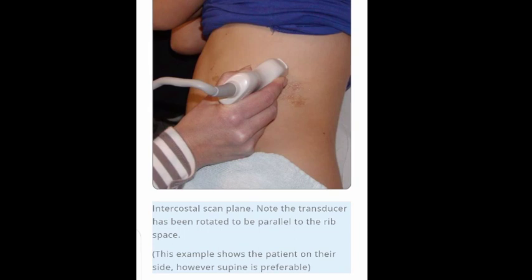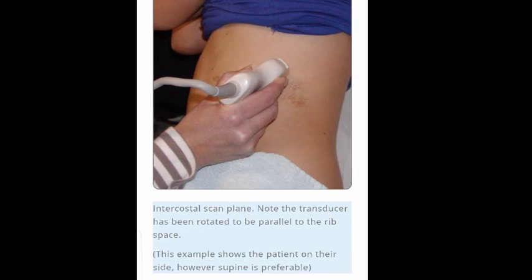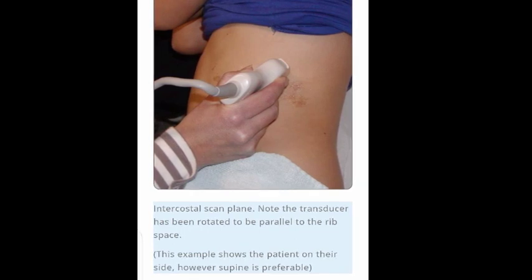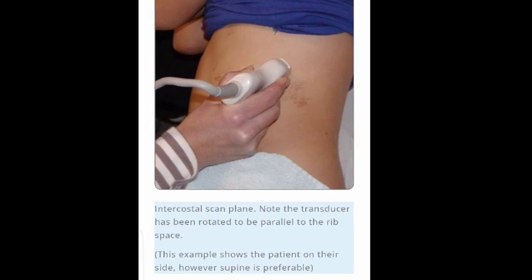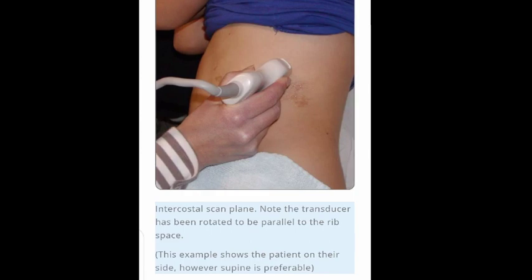Tips. 1. If you can see the left kidney but cannot see the spleen, simply slide the probe superiorly. 2. The most common mistake when beginning is not being posterior enough.